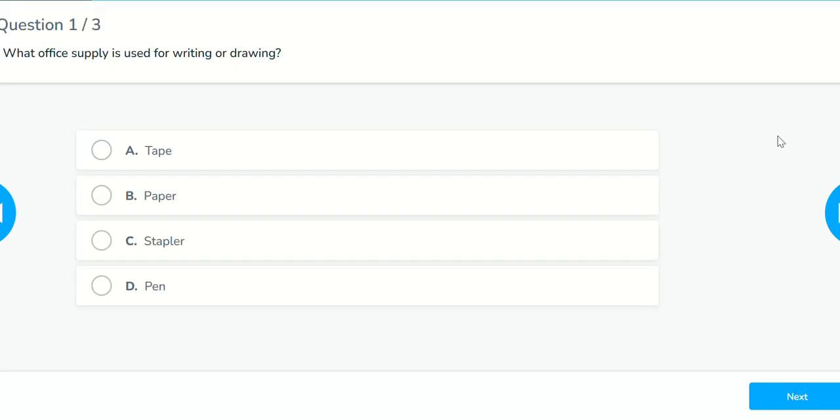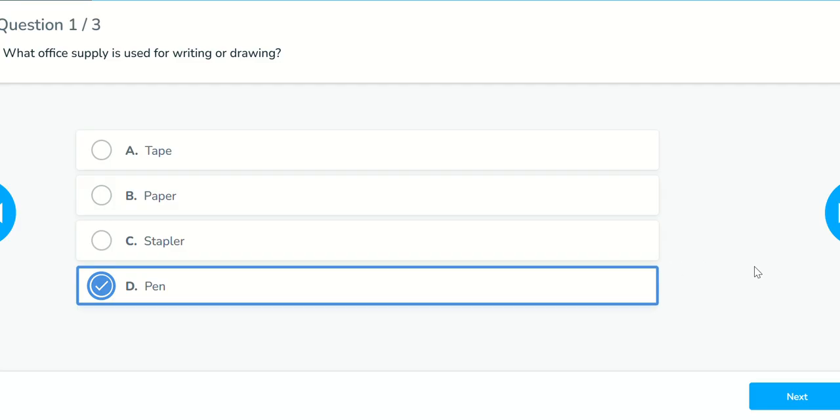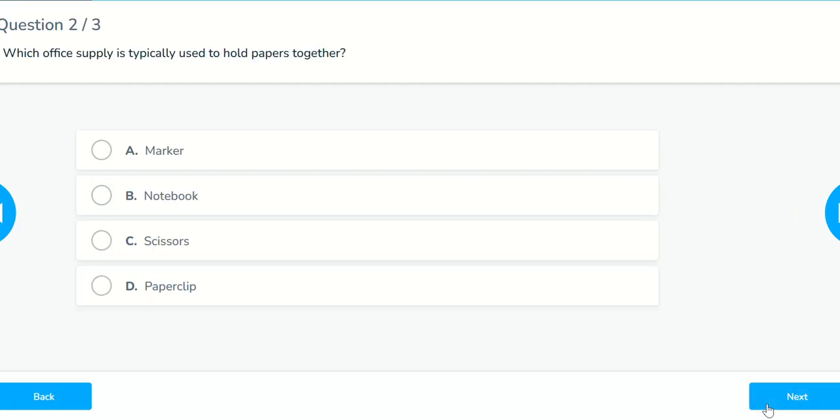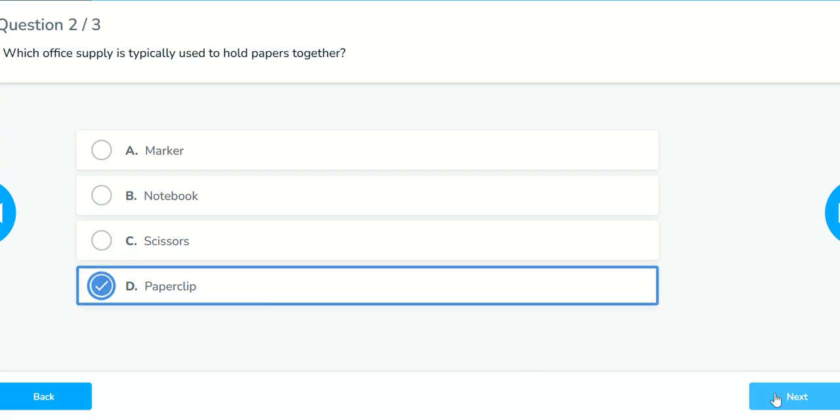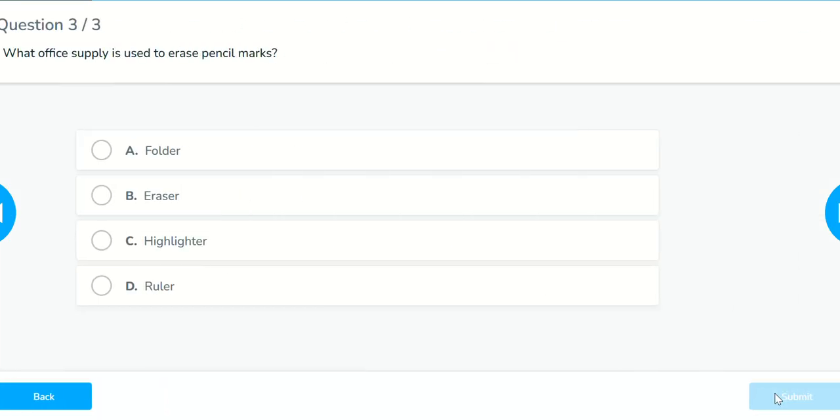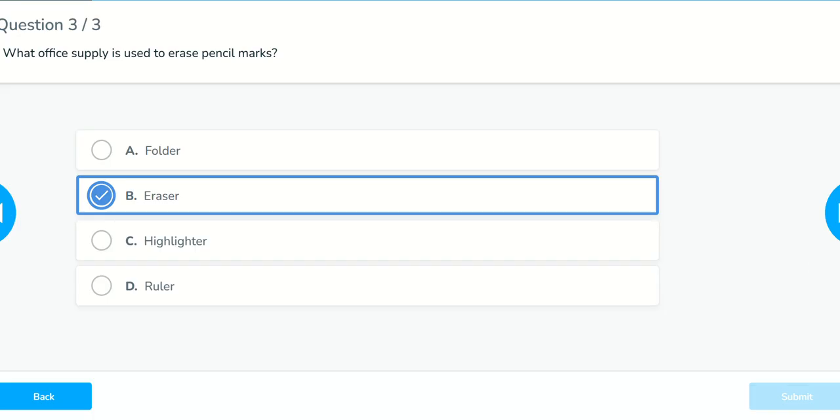Let's test our knowledge. What office supply is used for writing or drawing? Pen, that is correct. Which office supply is typically used to hold papers together? A paper clip. What office supply is used to erase pencil marks? An eraser.